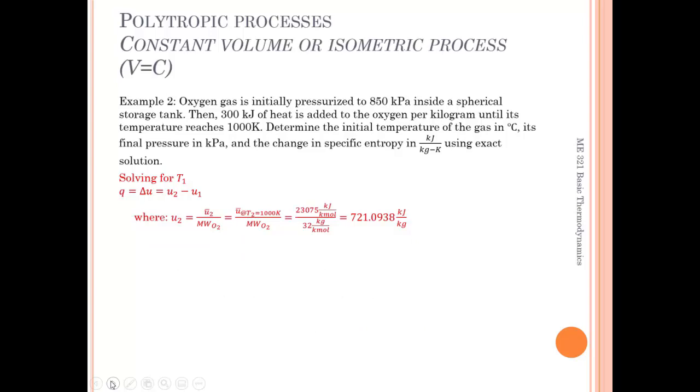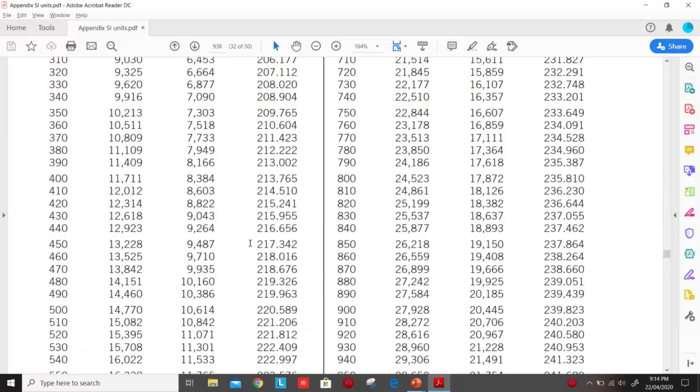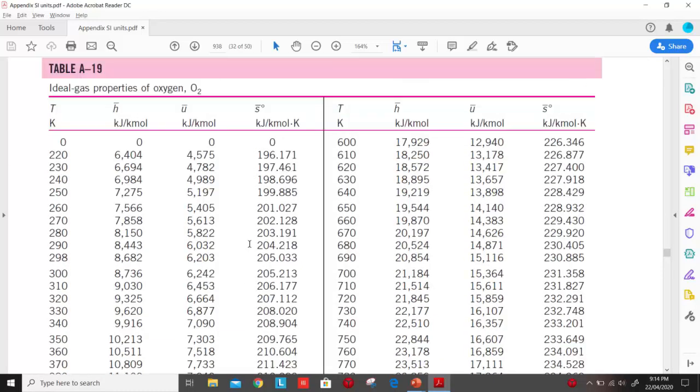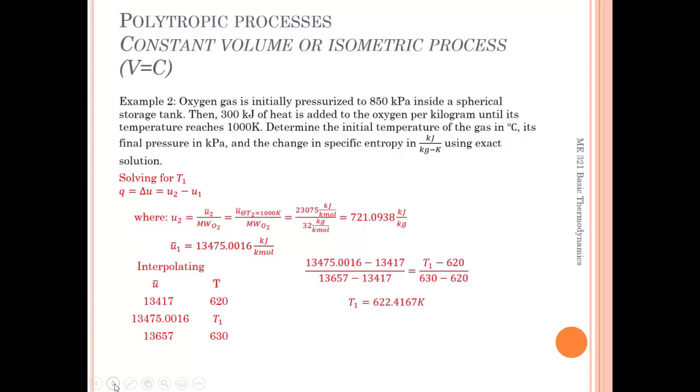Now we use the value of the U over bar sub 1 to interpolate the value of the initial temperature T1. If you go back to appendix A19, you will see that this value lies between 13,417, which corresponds to 620 Kelvin, and 13,657, which corresponds to 630 Kelvin. Therefore, by interpolating T1 between these values, we will get 622.4 Kelvin as our initial temperature.